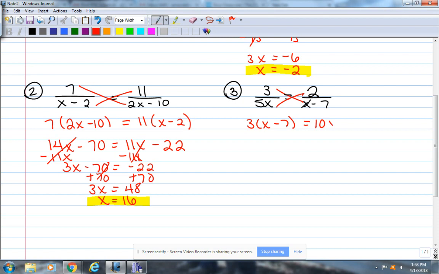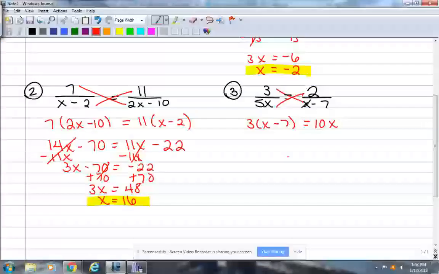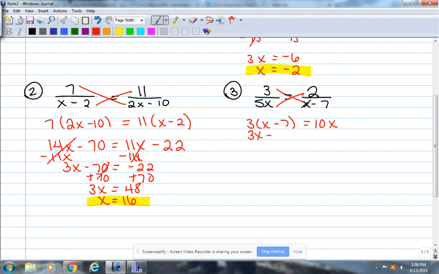10x. Good. Then what do you have to do on the left-hand side? 3x minus 21. Yeah, 21 equals 10x. Then what? Bring minus 3x. Get your x's together. So negative 21 equals 7x. And then what? Divide by 7. And that is negative 3. Very good. So that one's a really simple one.